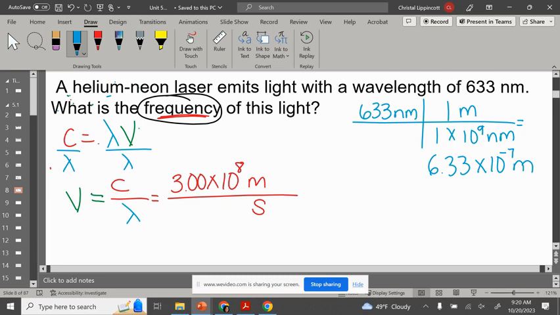All right. So, once we have this in meters, we can put it over in this equation. So, that's going to go down here. 6.33 times 10 to the minus 7 meters.